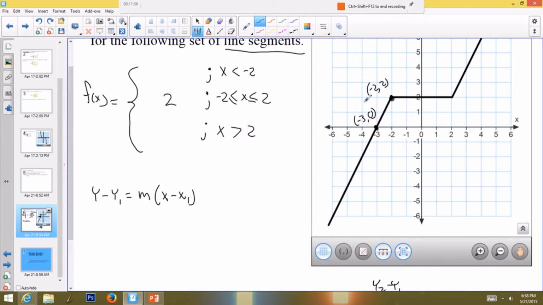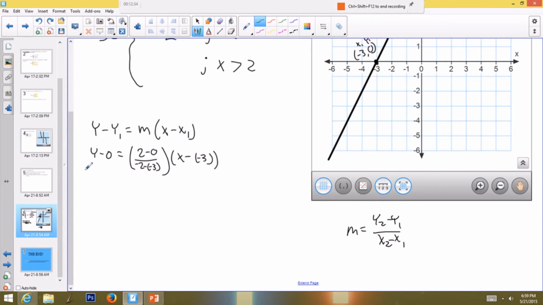step. So I'm going to call this thing right here my x1 and my y1, and I choose that as my 0 because I'm going to get to skip a step here. We have that 0, just looking ahead. So it's y minus 0 equals, well, the slope equation, or the difference in y, so 2 minus 0 over, let's see here, I need -2 minus -3, and then it's going to be x minus -3.